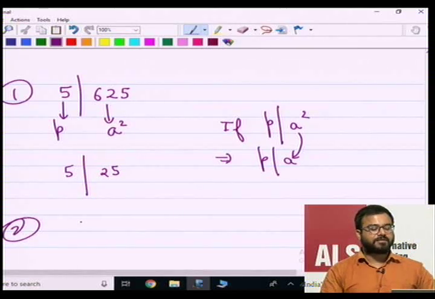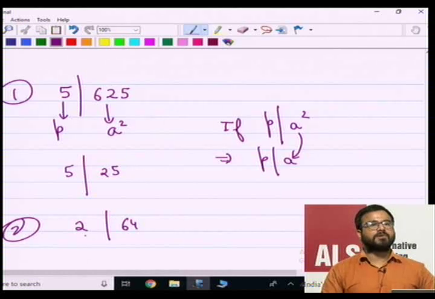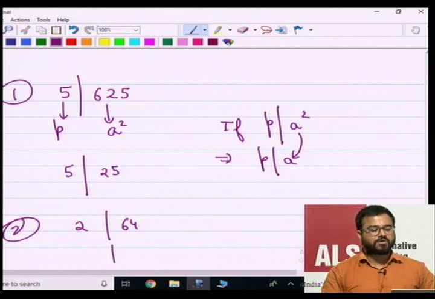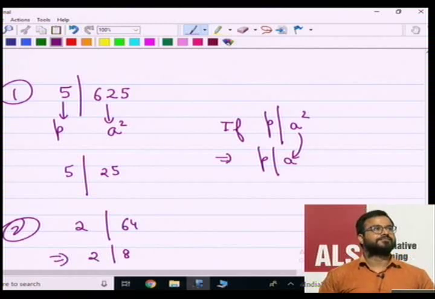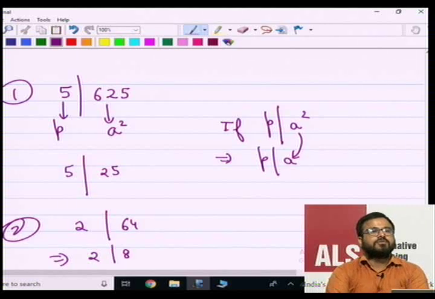Let us take one more example. 2 divides 64. So 2 is a prime number and 2 divides 64. So 2 will also divide the square root of 64. The square root of 64 is 8. So 2 also divides 8. That is the meaning of this statement. Getting it?